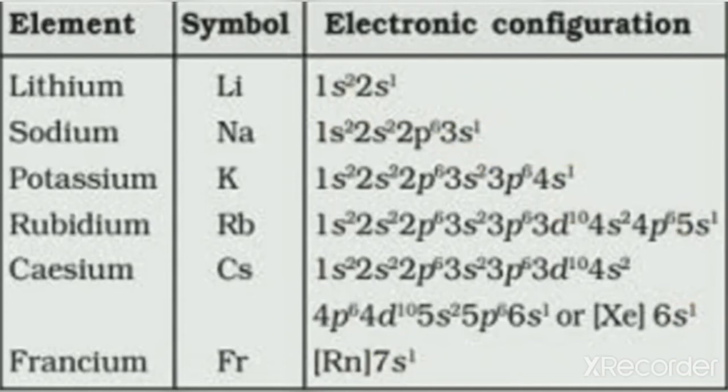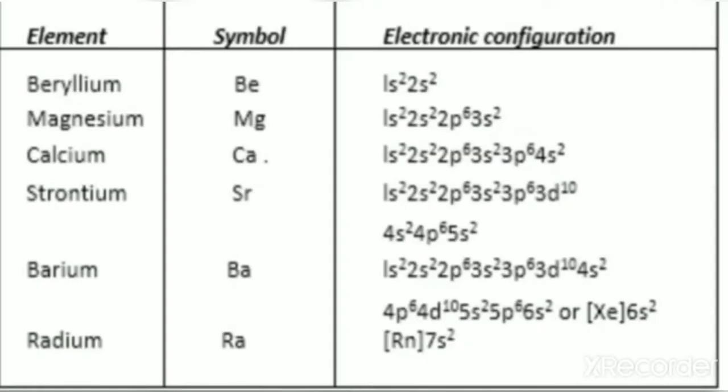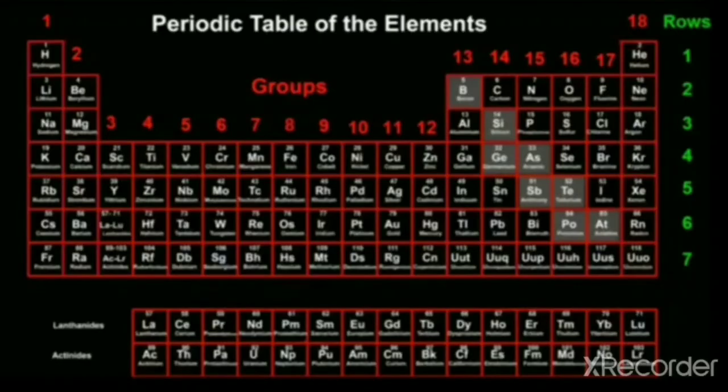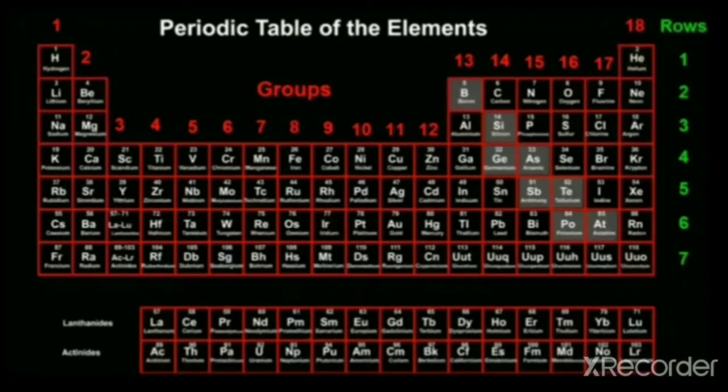Similarly, if we find the elements like beryllium, magnesium, calcium, strontium, barium, radium, these elements belong to which group here? These elements belong to group 2. So, why do they belong to the s block?